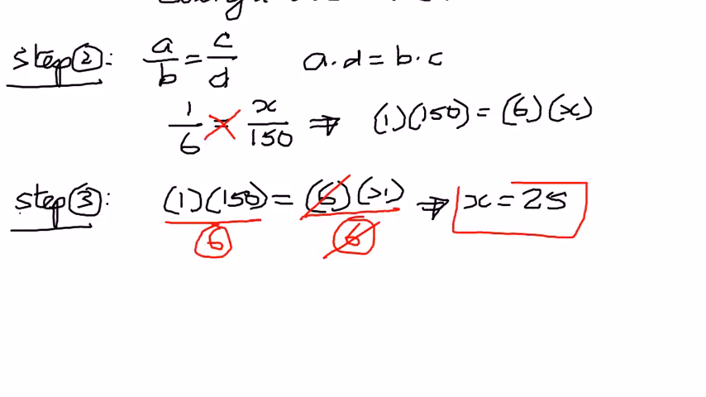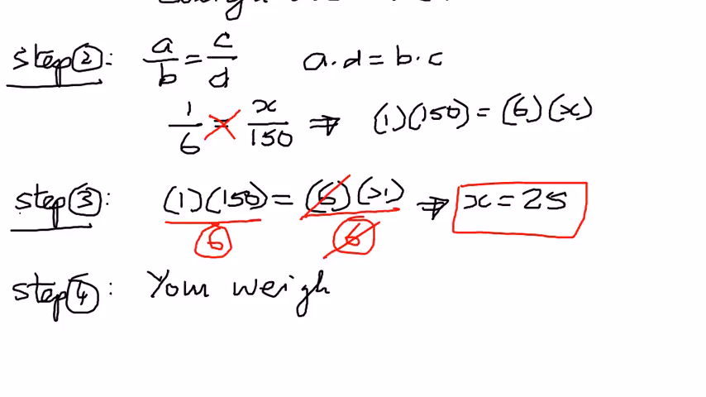This is our answer. And to tie it back into the problem, step number 4: if your weight on Earth is 150 pounds, and if we know the ratio of the weight on moon to that on Earth, which is given to us as 1:6, then we just figured out the amount of weight we would have. Our weight on moon would be 25 pounds.